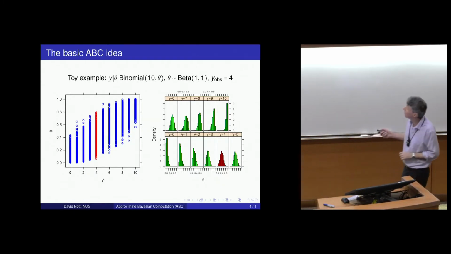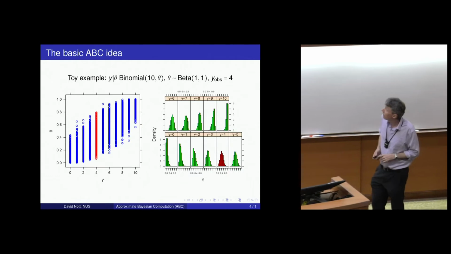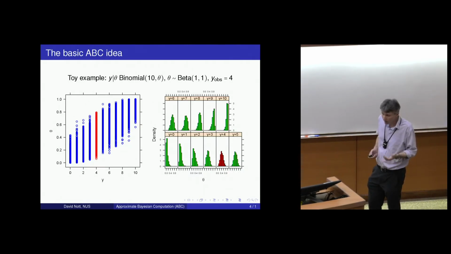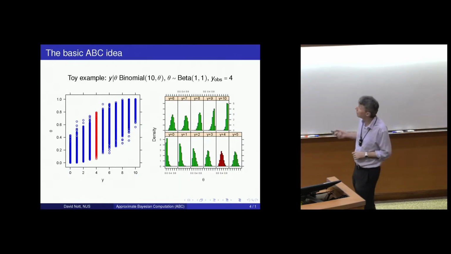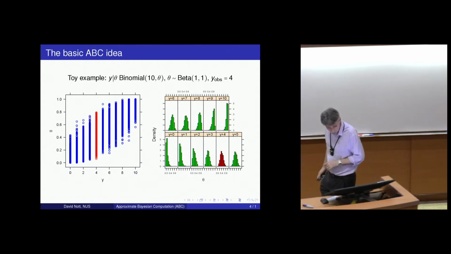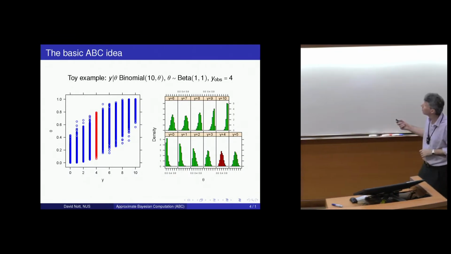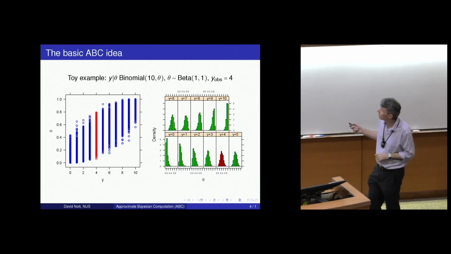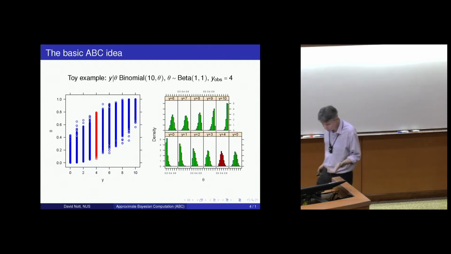In the plot on the left, I've generated 100,000 simulations from the joint model for theta and y. First we generate a theta uniformly, that's generating from the prior, and then for that theta we generate a y. So we have these theta-y pairs generated from the joint model. Now we pick out the points where the simulated y equals the observed y. Those are the points in red here, where my simulated y values were equal to the observed y of 4.